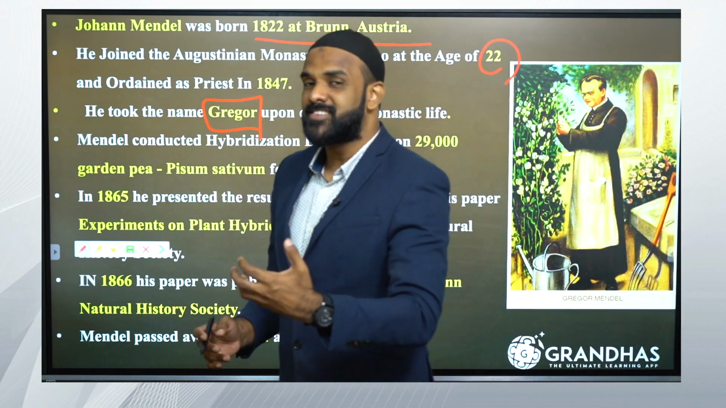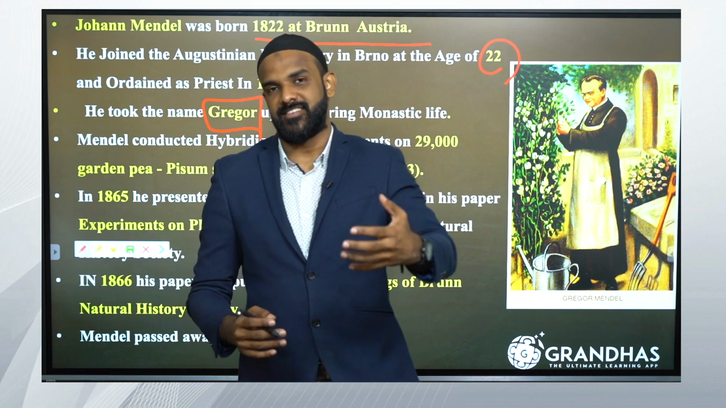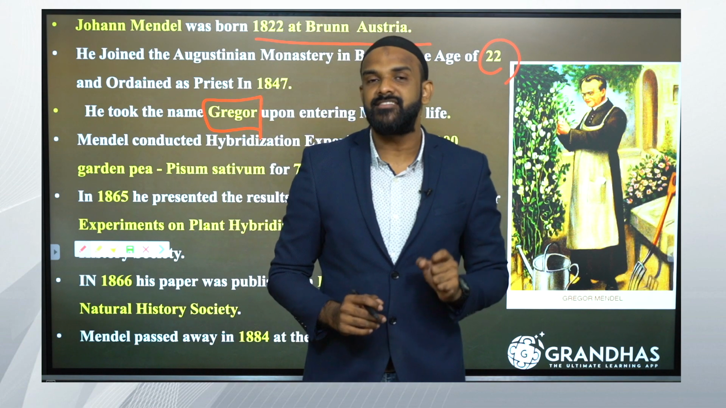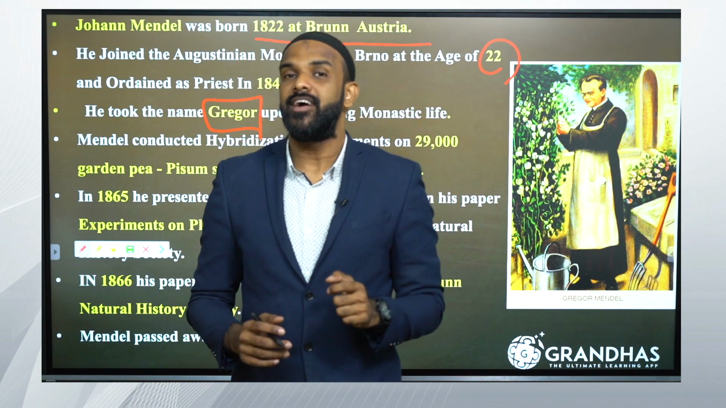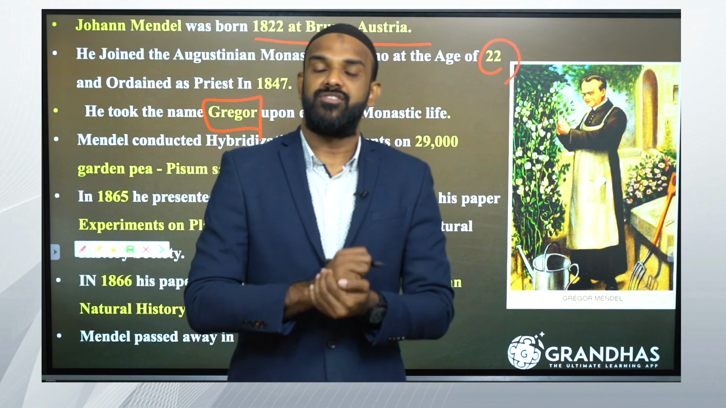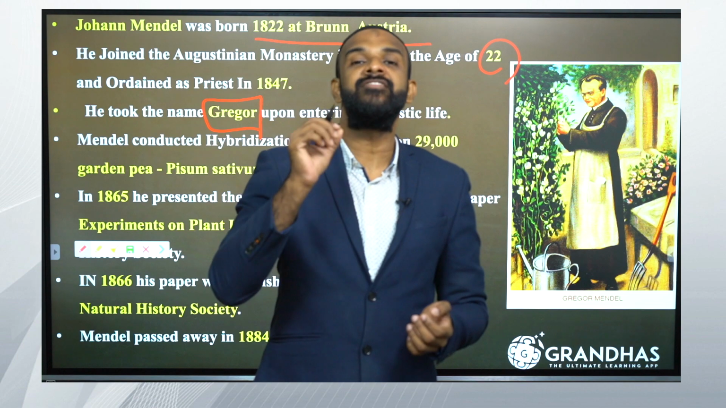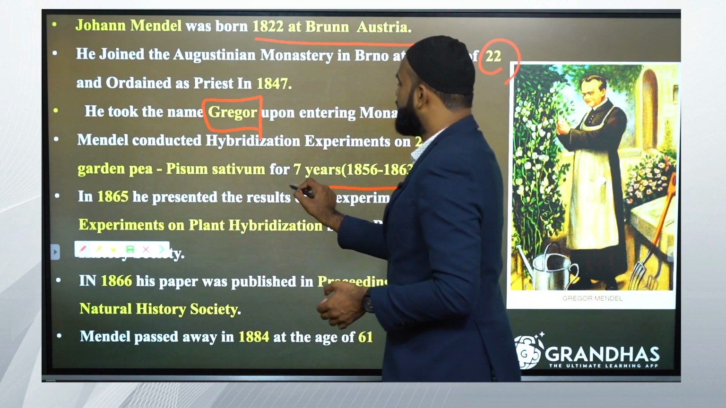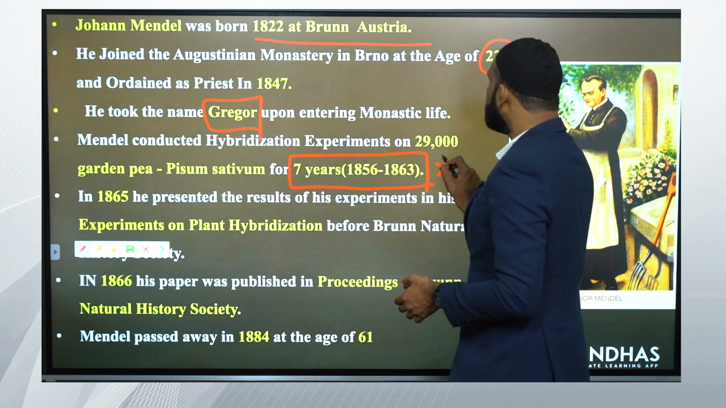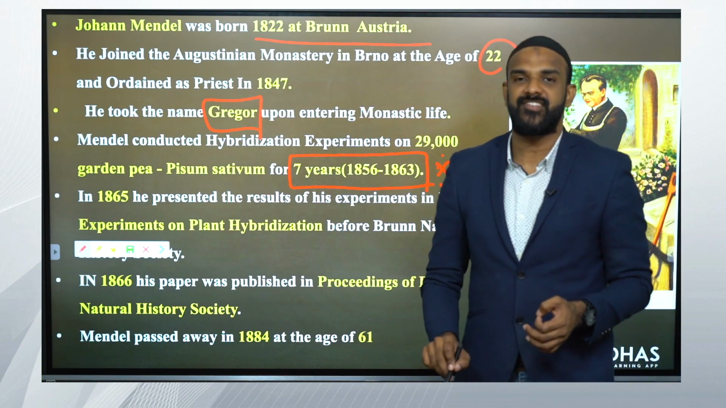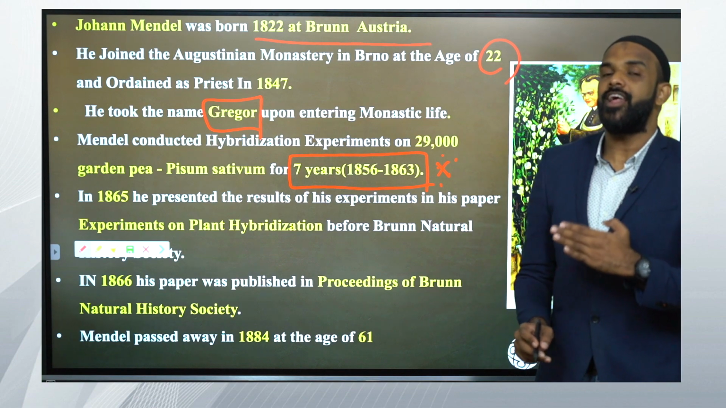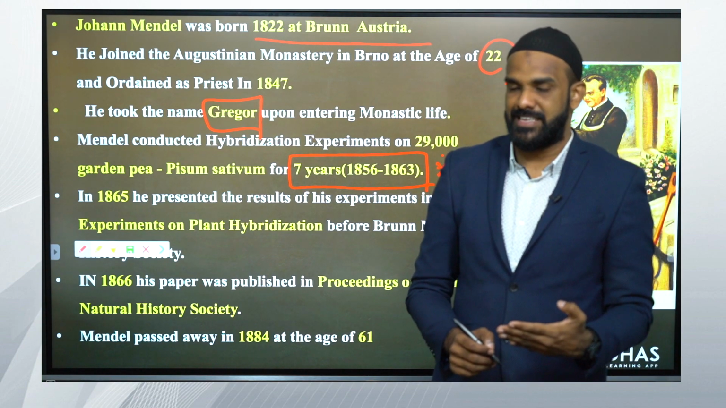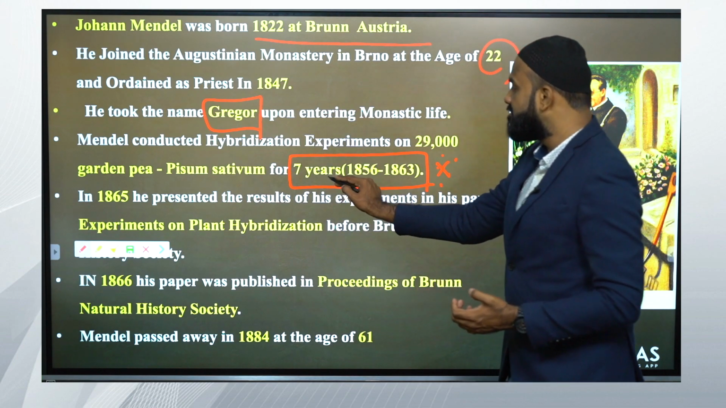Now starts the major questions. Mendel conducted experiments on garden pea, which is otherwise called Pisum sativum, for 7 years. This is a very, very important, repetitively asked NEET question. For how many years did Mendel conduct his experiments? So it was 7 years.